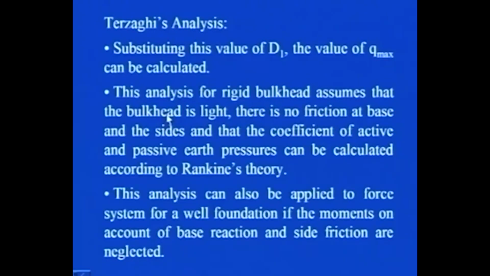This analysis for a rigid bulkhead assumes that the bulkhead is light, that there is no friction at the base and the sides, and that the coefficients of active and passive earth pressures can be calculated according to Rankine's theory. You know that there were two theories, Rankine's theory and Coulomb's theory. So, it is an assumption in Terzaghi's analysis that Kp and Ka, that is the coefficients of lateral earth pressure in passive and active condition, have to be obtained using Rankine's theory.